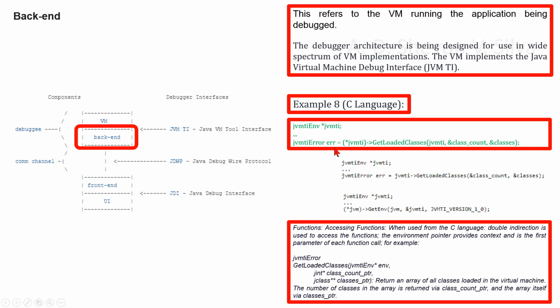For example, jvmtiError GetLoadedClasses(jvmtiEnv* env, jint* class_count_ptr, jclass** classes_ptr). Return an array of classes loaded in the virtual machine.